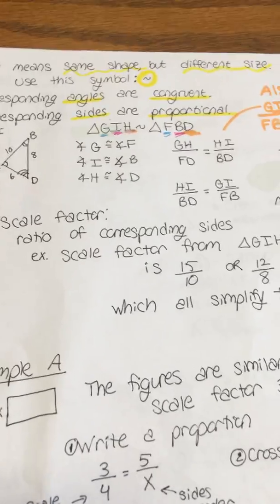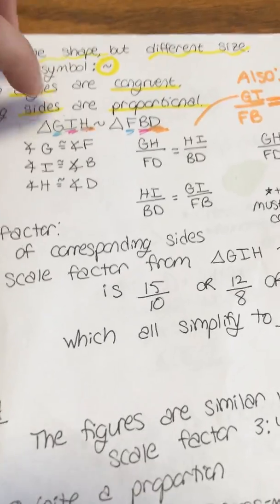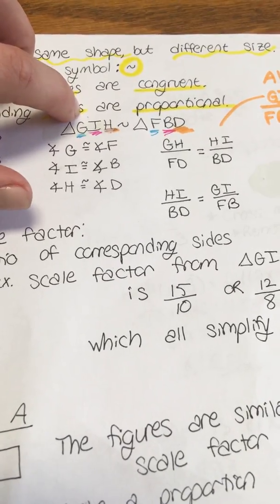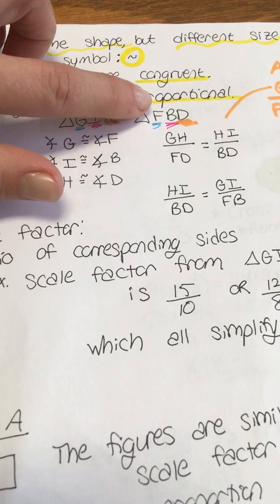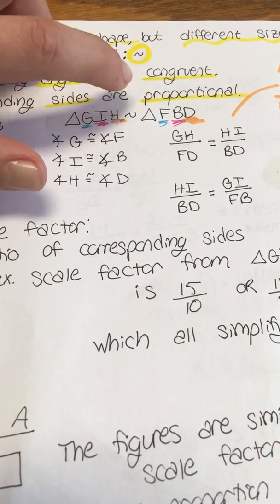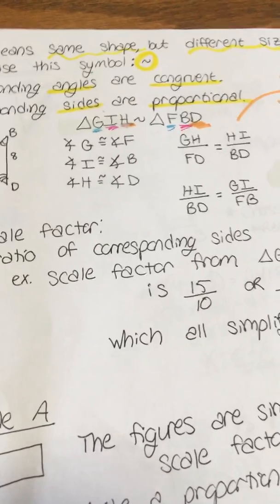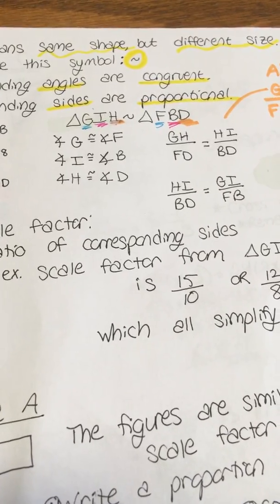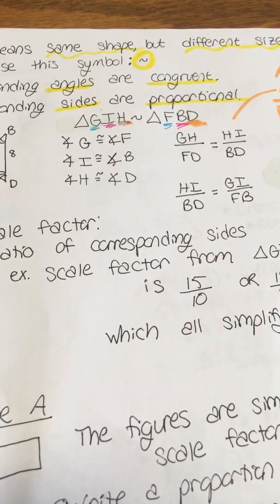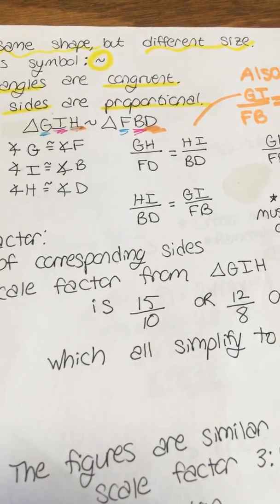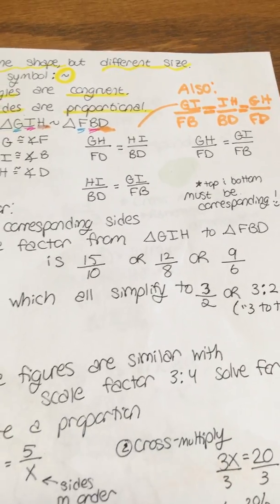So when you're reading your similarity statements, all of the rules about congruency for angles still hold. So angle G is congruent to angle F, angle I is congruent to angle B, angle H is congruent to angle D. And it is really helpful to use colored pens or pencils if you have them for this to keep track of what's congruent. Also, your corresponding sides would be proportional.